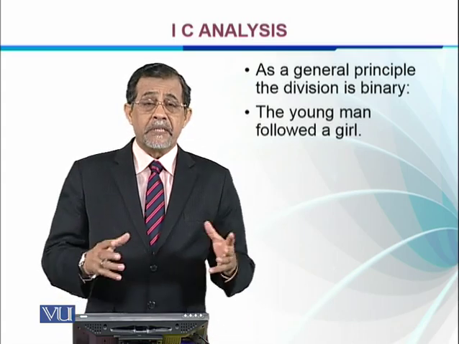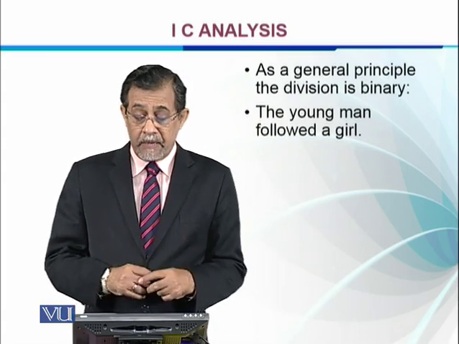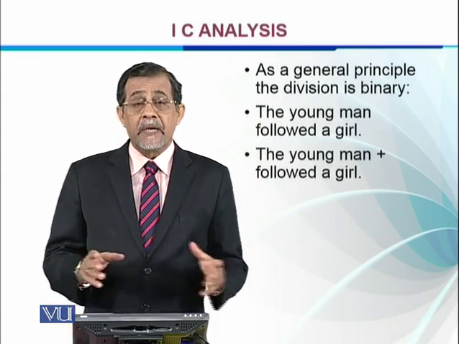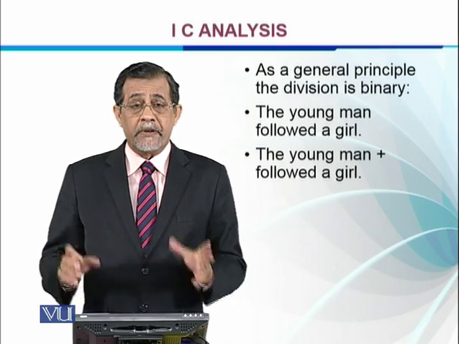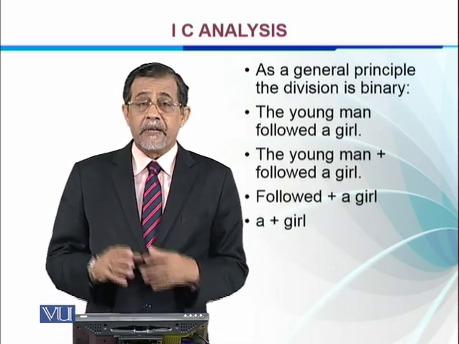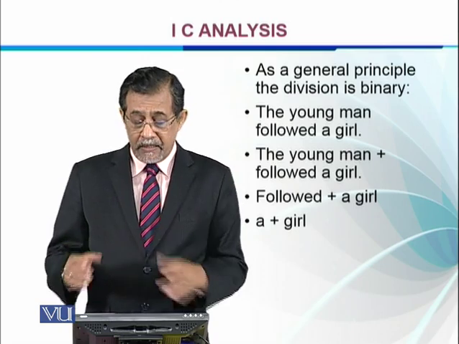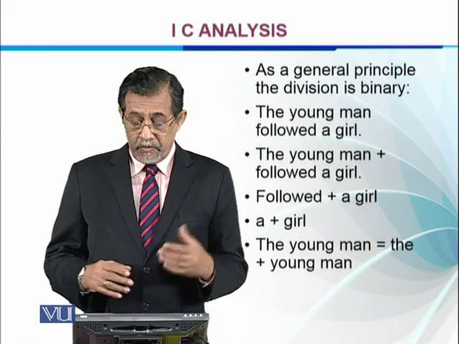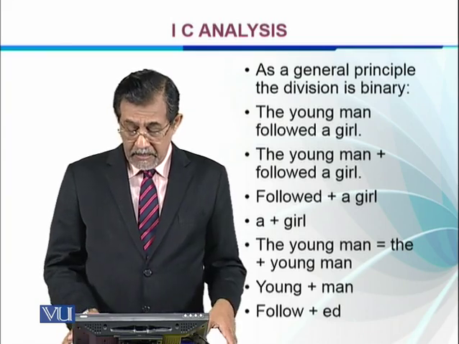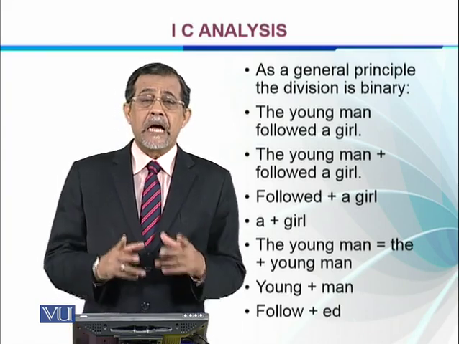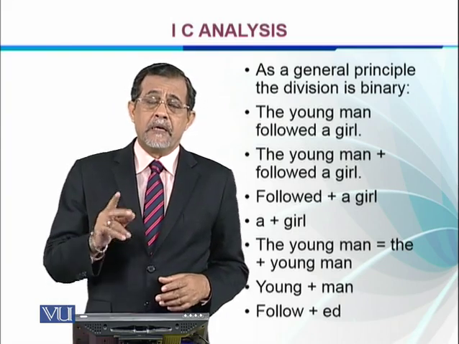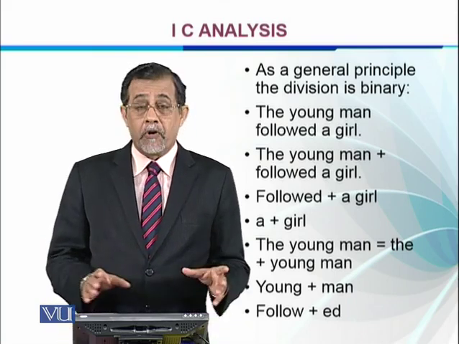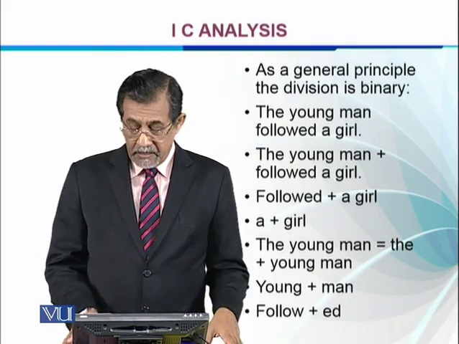For example, let's take a sentence. They took the sentence, the young man followed a girl. So this sentence was cut: the young man, one unit, followed a girl, second unit, and then followed a girl was cut into followed and a girl, right? And the young man was cut into the and young man, and further young and man. This is how they kept on cutting bigger units into smaller ones and reached the smallest. Followed was cut into follow and ed.